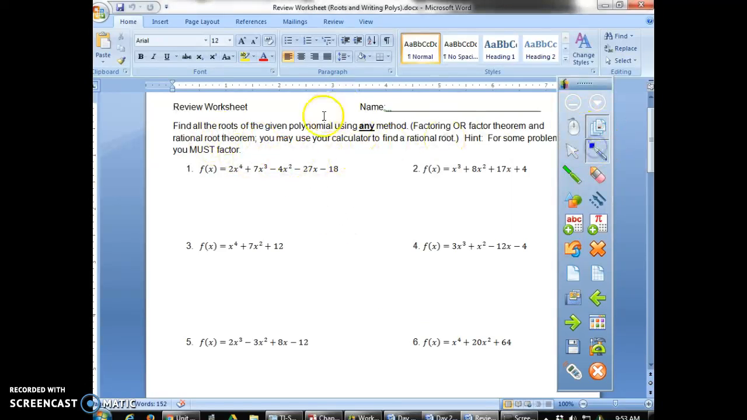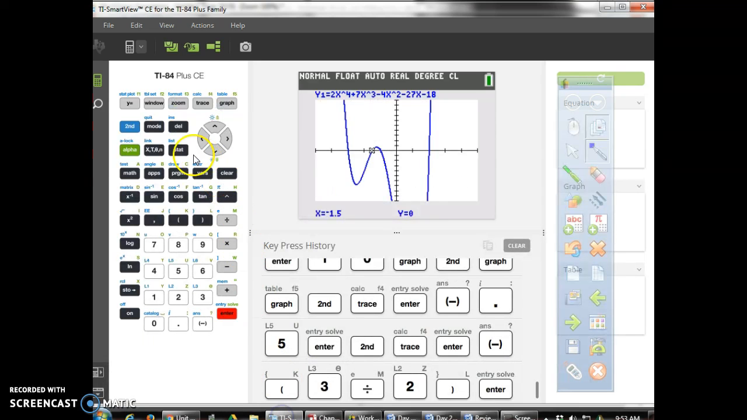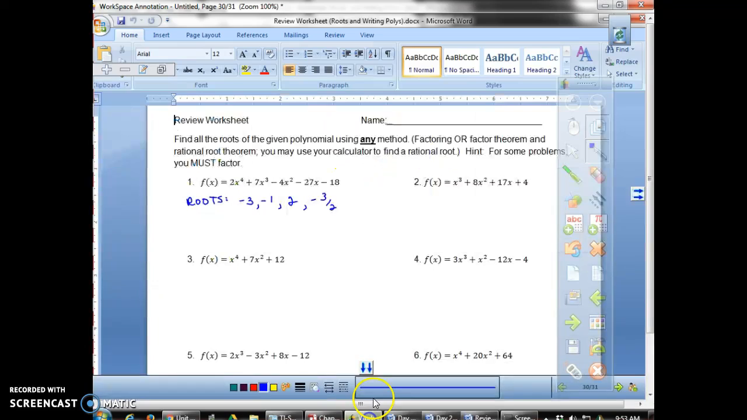So let me show you what our roots were again. I have a negative 3, negative 1, a 2, and then a negative 3/2. So let me make sure that's really what I had. So a negative 3, negative 3/2, negative 1, and a positive 2. So those are the roots.